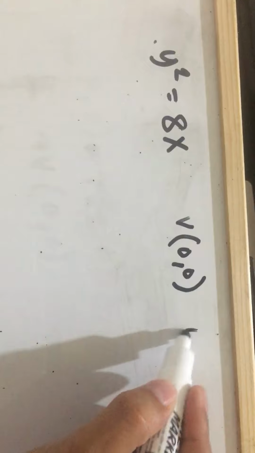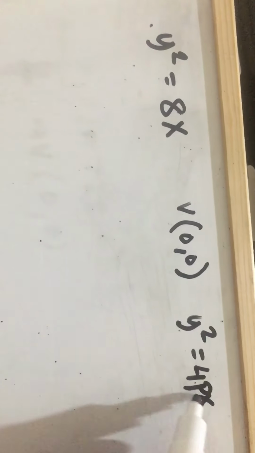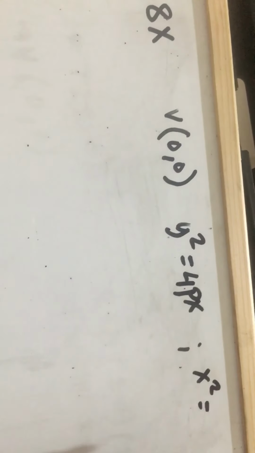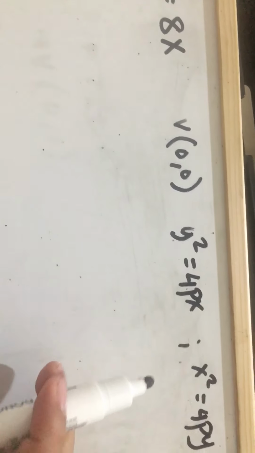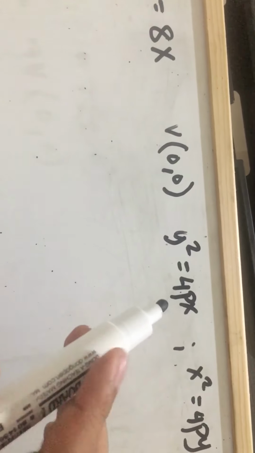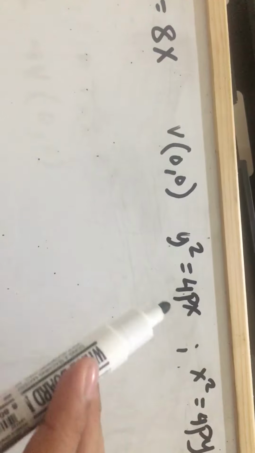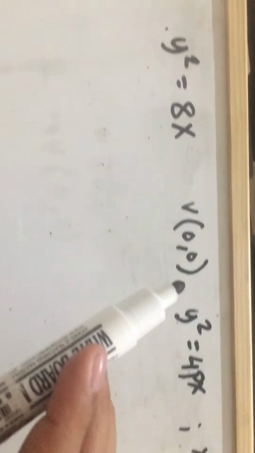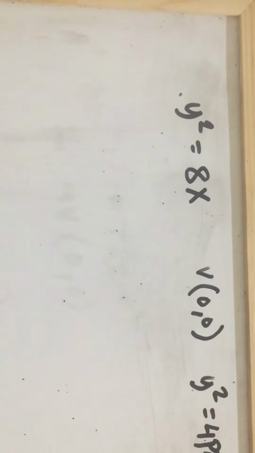These are y squared is equal to 4px, and the other one is x squared is equal to 4py. In our modules, I have already put a summary of the things that you need to learn about the two standard forms of the equation of a parabola. So let's go directly to our example: y squared is equal to 8x.